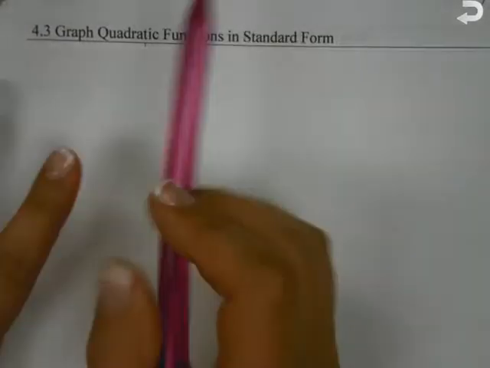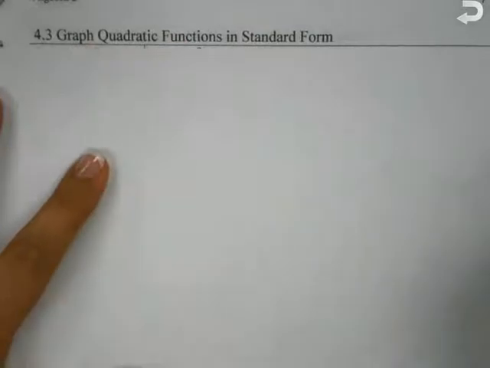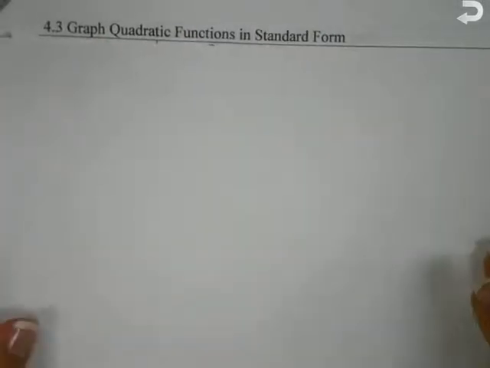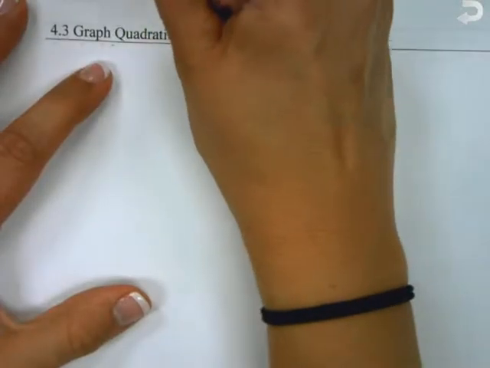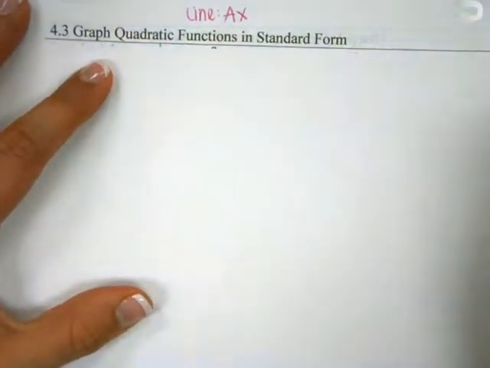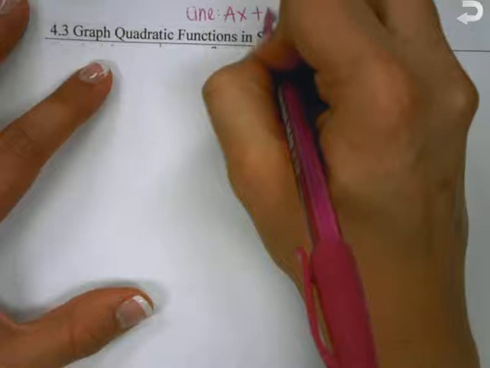Okay guys, so we're graphing today. Today we're graphing quadratic functions in standard form. There's actually two kinds of forms. Does anybody remember what standard form is for a line? We had slope-intercept and standard: Ax + By = C.